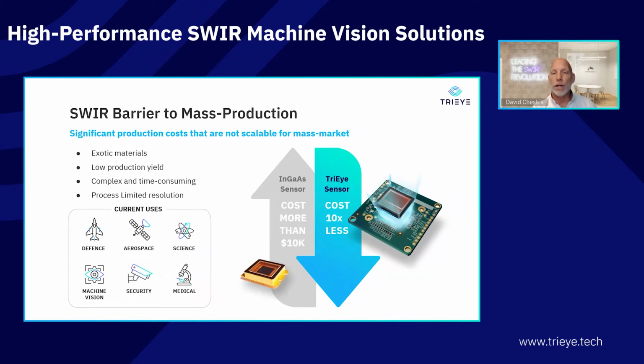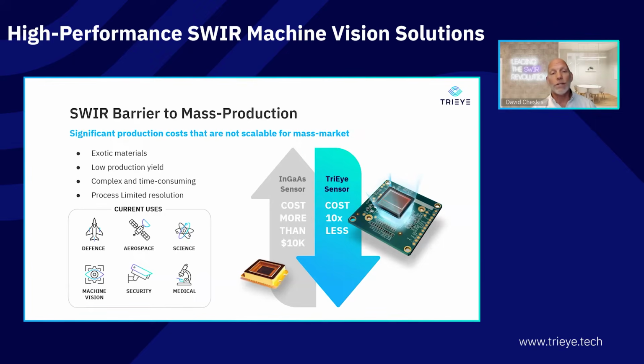InGaAs is typically made on 3-inch or 4-inch diameter substrates, so 75 to 100 millimeter substrates, compared to CMOS, which can be made on 200 millimeter, 300 millimeter substrates. So you've got a much better manufacturing platform with CMOS. You've got much higher yields. InGaAs tends to be complex, time consuming, and process limited in terms of the resolution and size of the chips. And because of that, it costs more than $10,000 for some InGaAs sensors. And that's even at a VGA resolution and even more for a megapixel or more.